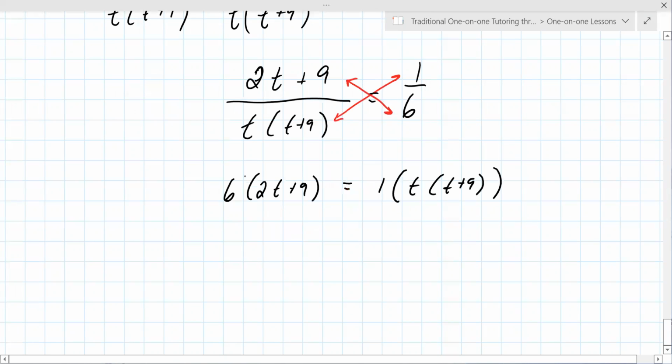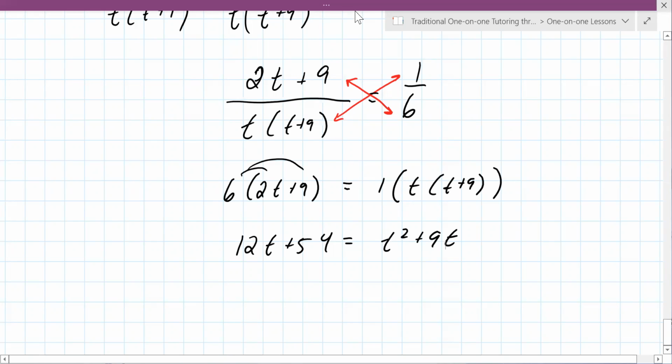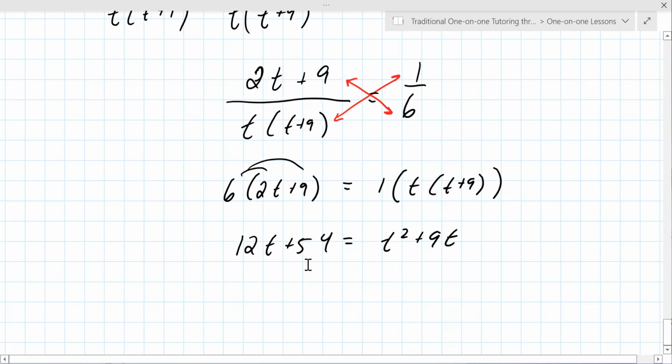So on the left here, we can distribute in 12T plus 54 equals T squared plus 9T. It's always a question of which way do you move stuff? And the answer comes from, well, we really want a positive T squared. So we're going to keep this stuff on the right, and we're going to move the 12T right and the 54 right. But there's always a reason.